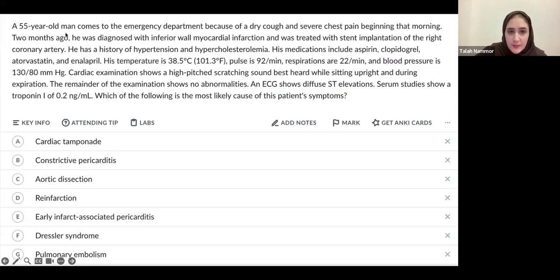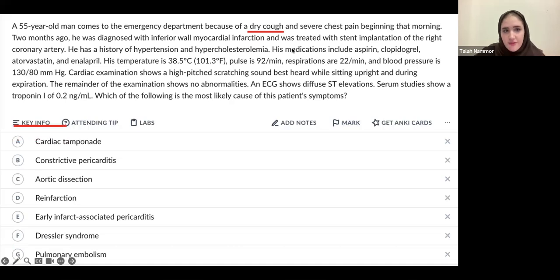A 55-year-old man comes to the emergency department with a dry cough and severe chest pain beginning that morning. Two months ago, he was diagnosed with inferior wall myocardial infarction and was treated with stent implantation of the right coronary artery. He has a history of hypertension and hypercholesterolemia. He takes a bunch of medications. His temperature is a little bit elevated, his pulse is fine, respiration is a little bit elevated, and blood pressure is elevated. He has a high-pitched scratching sound best heard while sitting upright and during expiration.